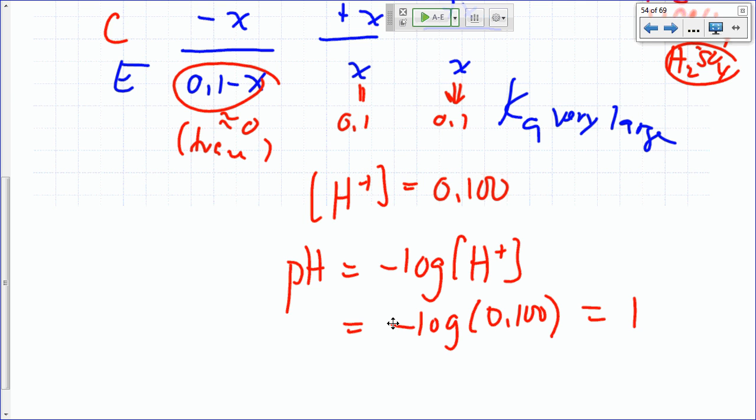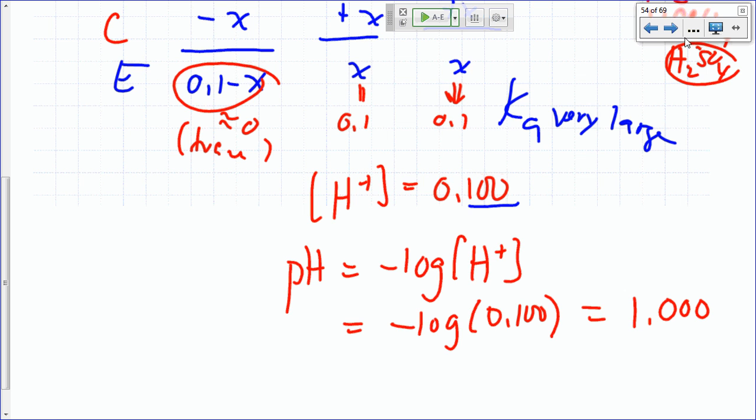Okay. Do I have the right number of decimal places here? Sig figs. When taking the log, the number of decimal places in the log must be the same as the number of sig figs in the original number. So three significant digits in H plus, your pH should have 3 decimal places. So your pH is 1.000. Okay.